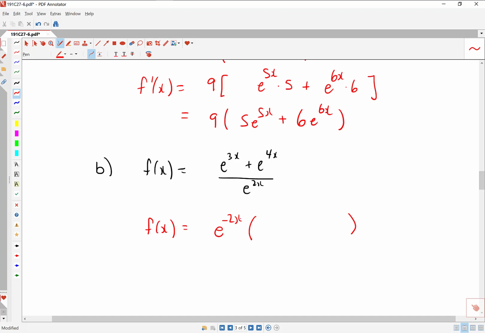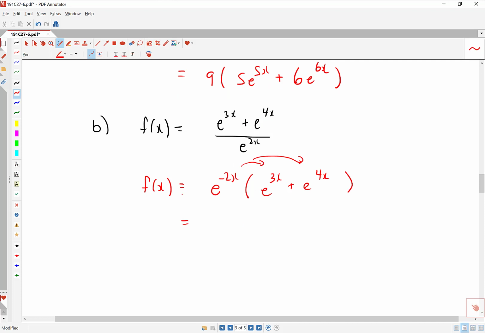So take this e^(-2x) and then multiply it through with everything that was in the numerator. We can multiply it through. So as we multiply through, the exponents are going to add, and we'd have e^x + e^(2x). So that's our original function f of x, and then from there, now that we've got that simplified, we can think about taking our derivatives.